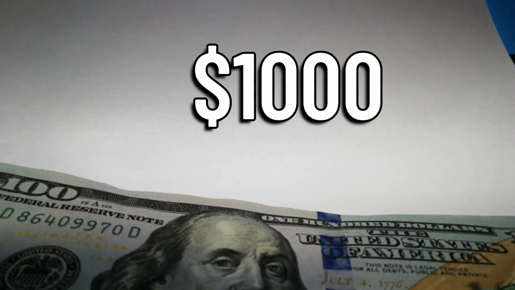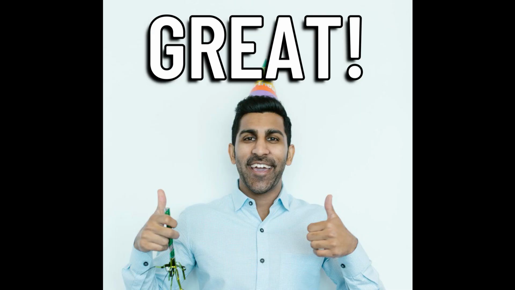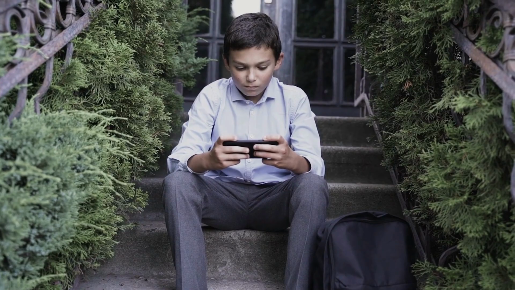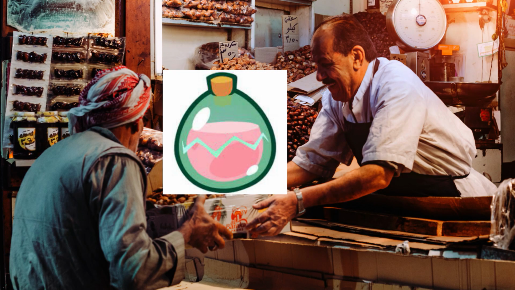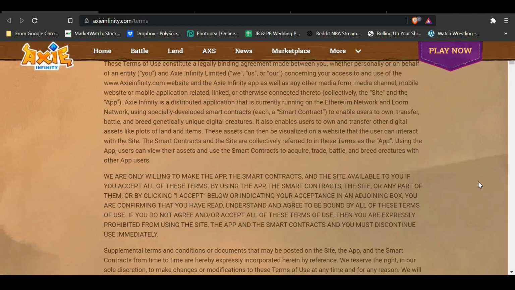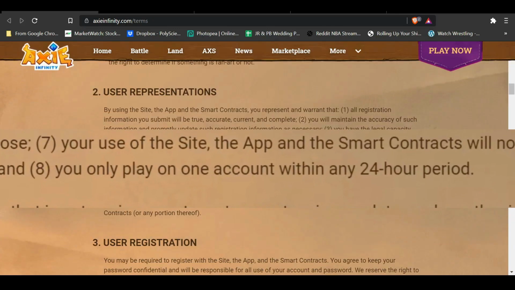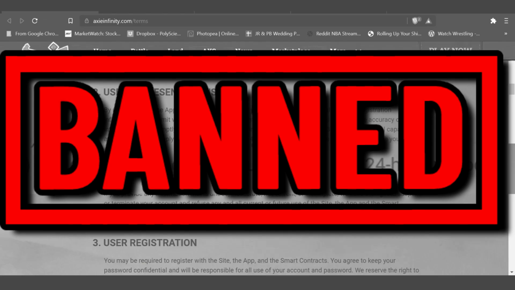So, you just dropped $1,000 to start playing Axie Infinity. Great. You've been playing now for a few weeks and made back your money by selling SLP. Even better. Well, now you're thinking to yourself, I can play on 2 accounts and make double the money. Well, you, like many others, never read the Axie Terms of Service. And if you did, you would know that playing on multiple accounts will get you banned.